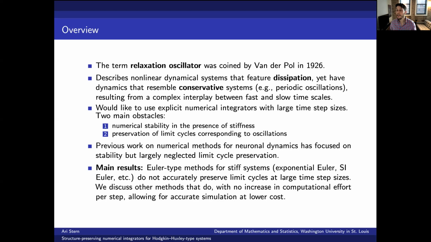So in practice, they require time step sizes to be just as small, even for these stabilized versions, as the traditional Euler method. And we're going to discuss other methods that do preserve these well, or better than the Euler-type methods. And these are, to sort of give away the punchline, going to be splitting methods.